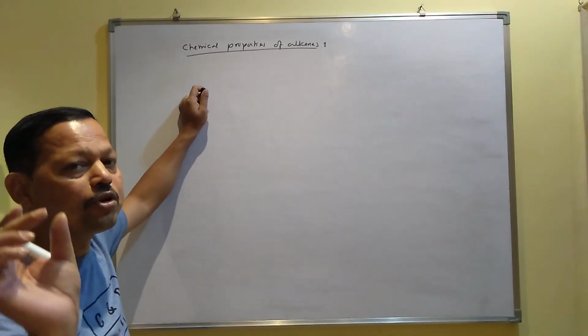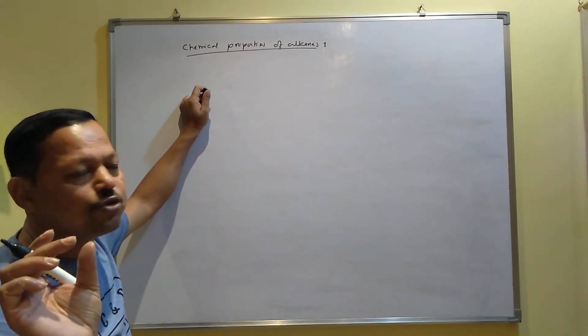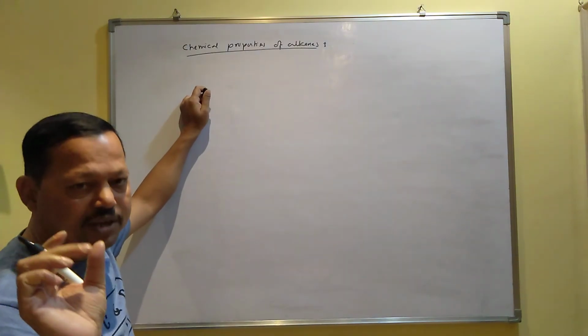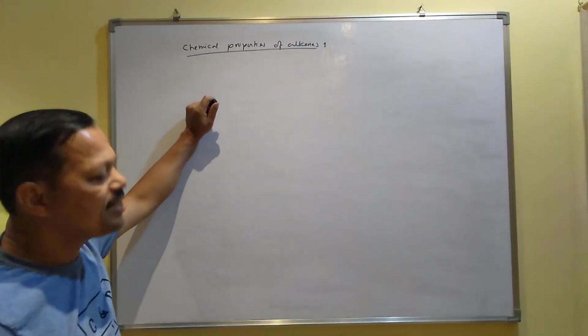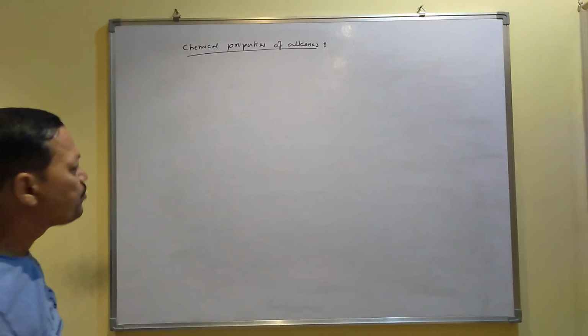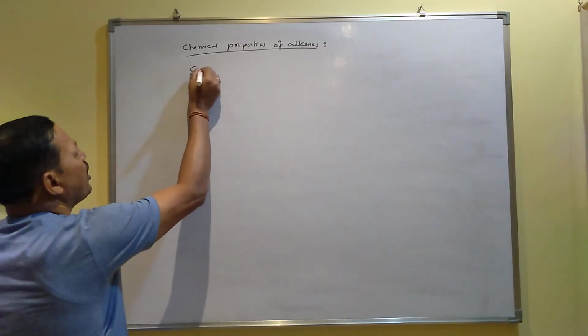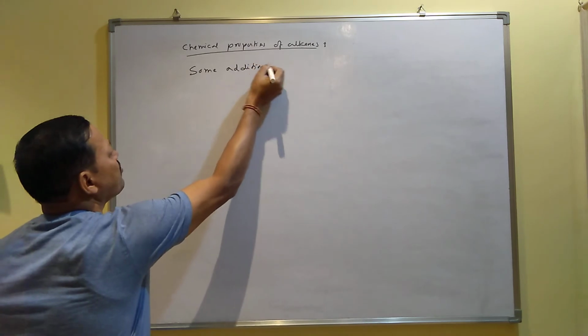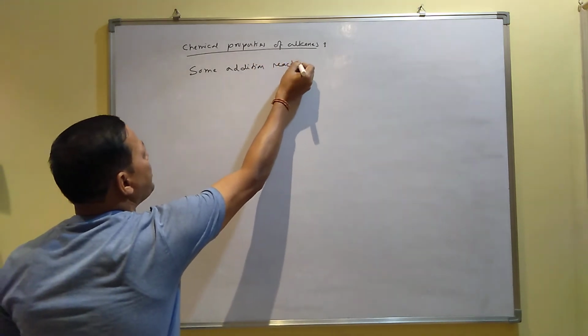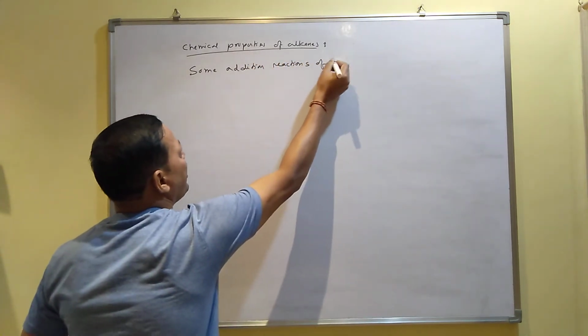And since the double bond is one of the functional groups, as you know, functional groups are the most reactive part of the compound. So due to the presence of a functional group, alkenes are reactive in nature. So I will show you some addition reactions of alkenes.